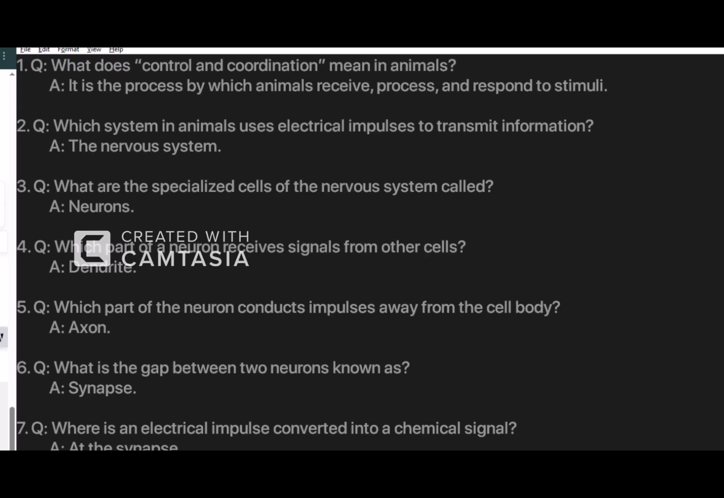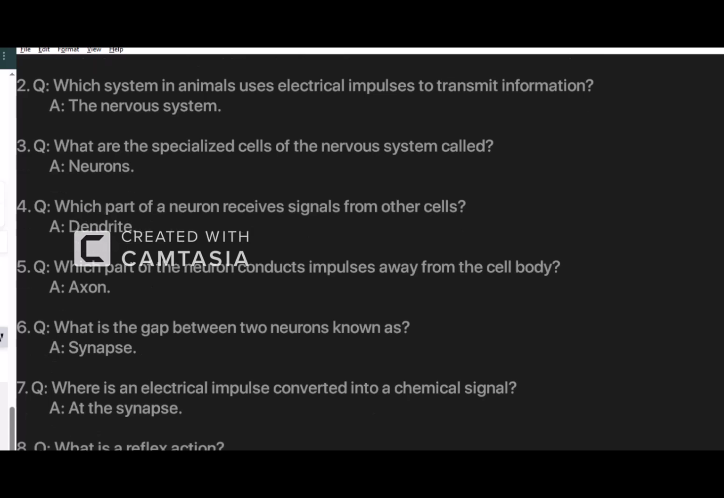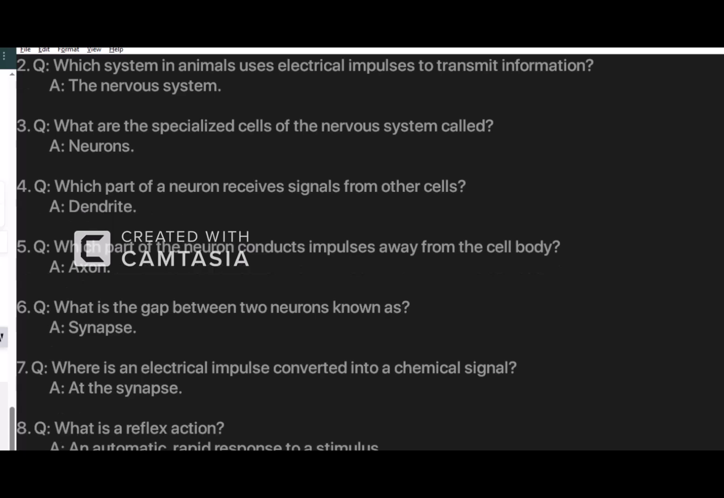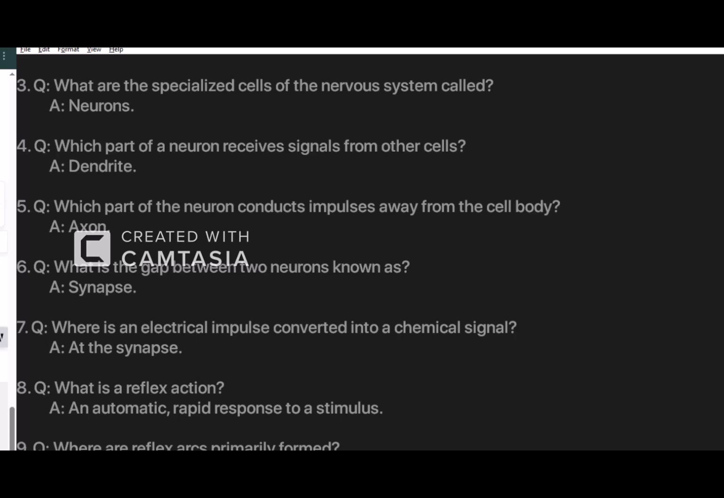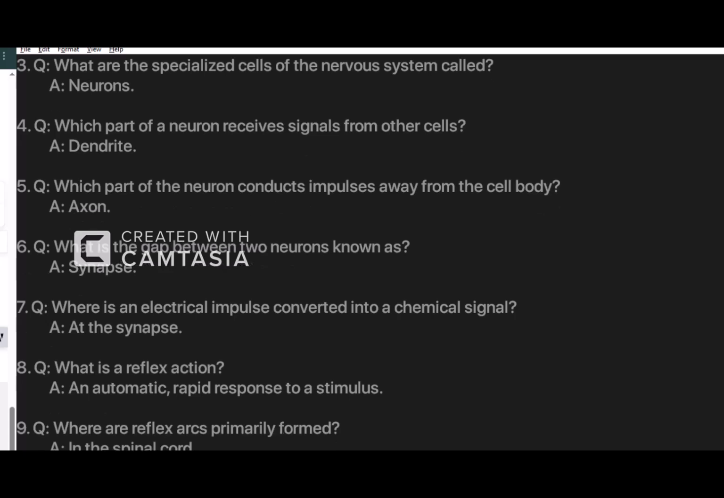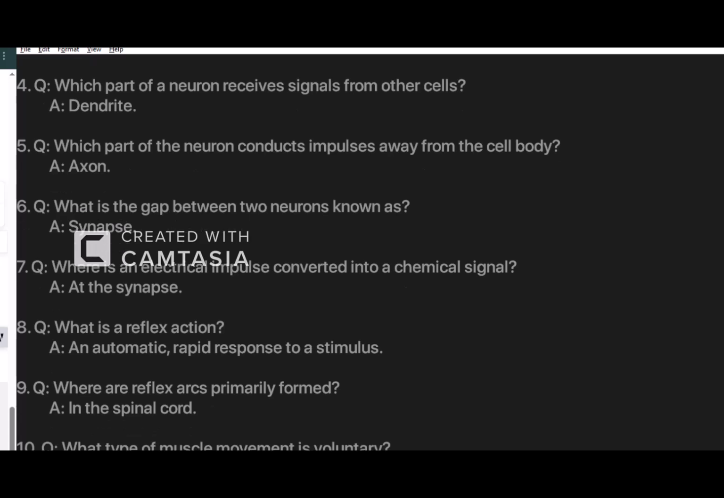3. Q. What are the specialized cells of the nervous system called? A. Neurons. 4. Q. Which part of a neuron receives signals from other cells? A. Dendrite. 5. Q. Which part of the neuron conducts impulses away from the cell body? A. Axon. 6. Q. What is the gap between two neurons known as? A. Synapse. 7. Q. Where is an electrical impulse converted into a chemical signal? A. At the synapse.